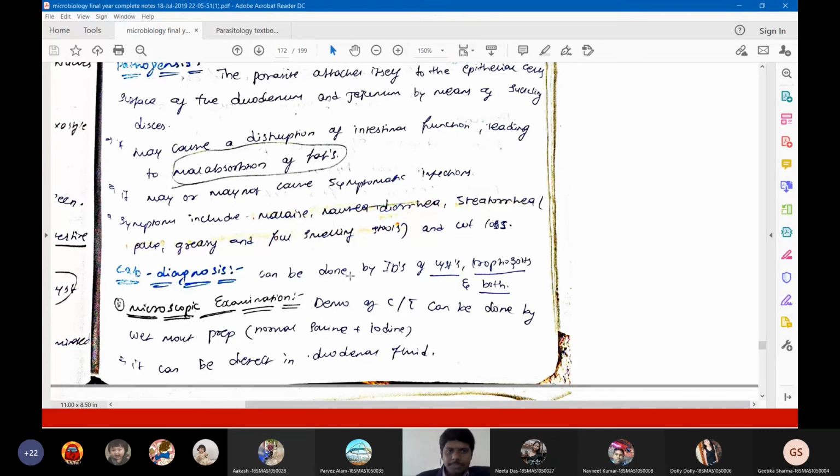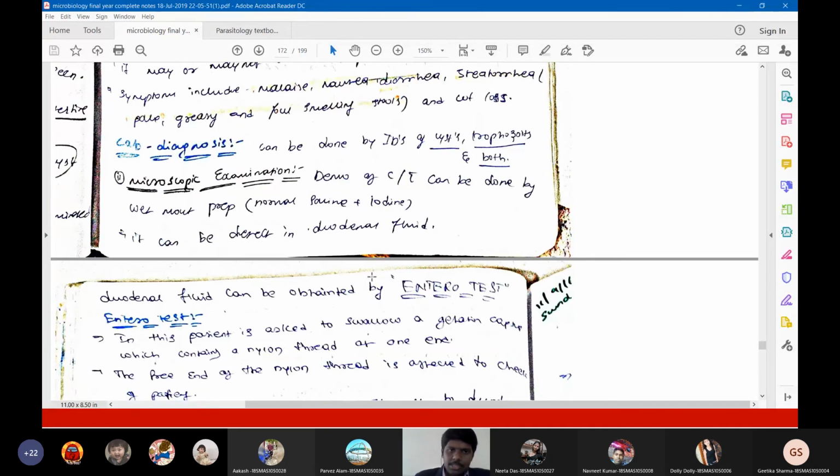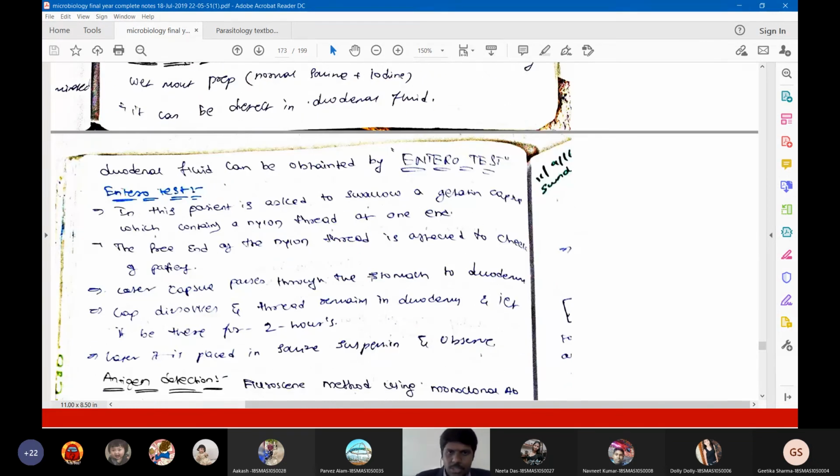Coming to the lab diagnosis, both the cyst and trophozoite can be detected by saline wet mount. So simply by saline wet mount, we are able to detect Giardia lamblia in the patient sample. The ideal sample of choice for detection of Giardia lamblia will always be the stool sample, or we can do a specific test called the Entero test. You already know what the Entero test is. Here we will keep a gelatin capsule, a capsule containing a nylon thread. We will keep one end of this nylon thread to the cheek and plaster it. Then we will allow the patient to swallow the capsule, right?